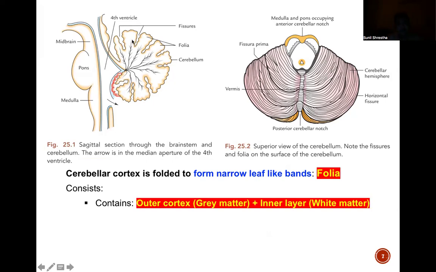And this folia also contains, as you know that the cerebellar hemisphere contains inner white matter in the middle and outer gray matter. So the folia also contain inner white matter in the middle, and gray matter is present on the outside.